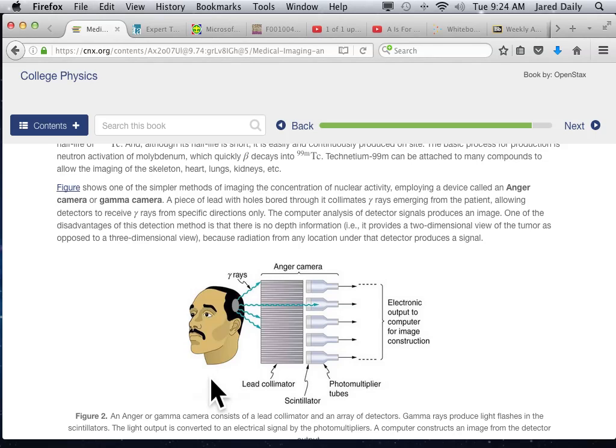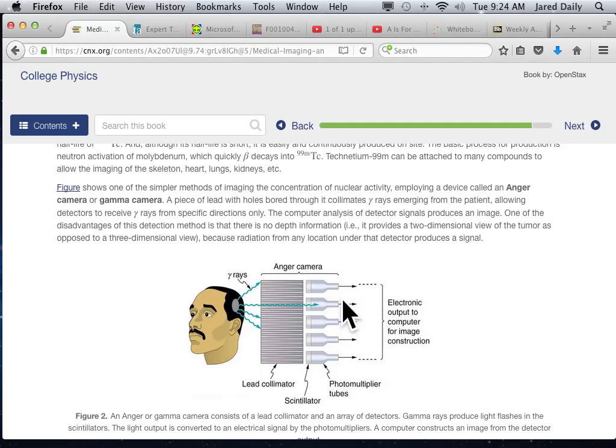They won't turn at all hardly. But you can use lead to collimate it. If you use lead to collimate, you get the gamma rays that go straight through these lead tubes, you can think of them as. The ones that go straight through don't get blocked, but the ones that go sideways get absorbed by the lead and don't get seen.